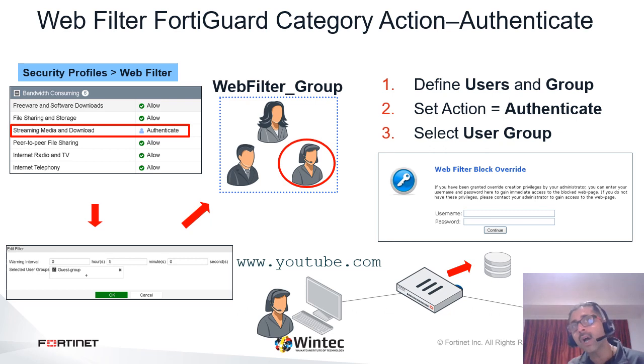Now, the interval of time to allow access is customizable. Users are not prompted to authenticate again if they access other websites in the same category until the timer expires. Now, choosing this action will prompt you to define user groups that will be allowed to override the block. So you will have to define the user group, set the action as authenticate, and then select the user group with that specific profile.